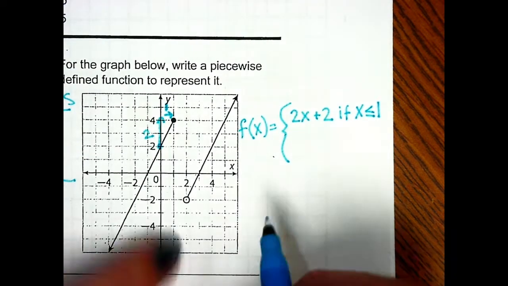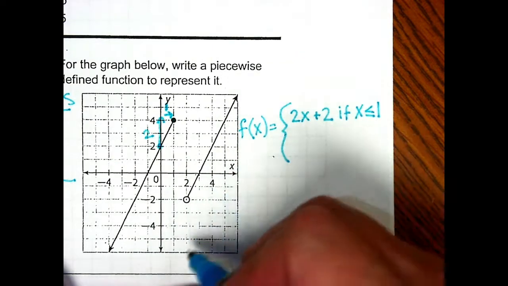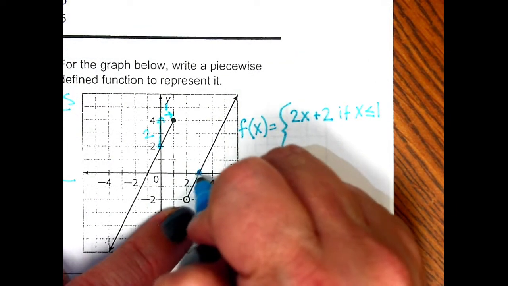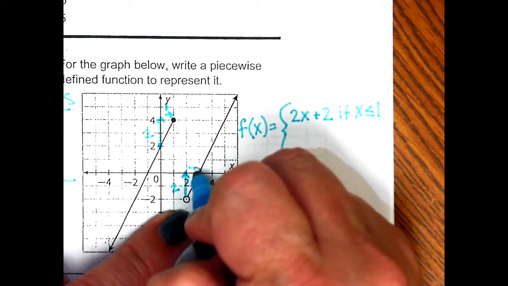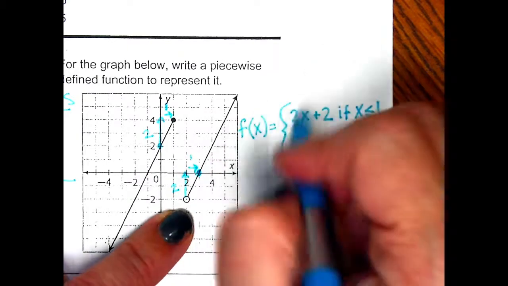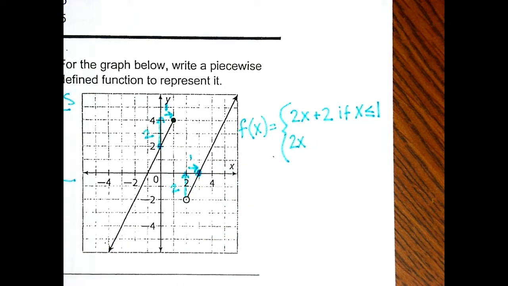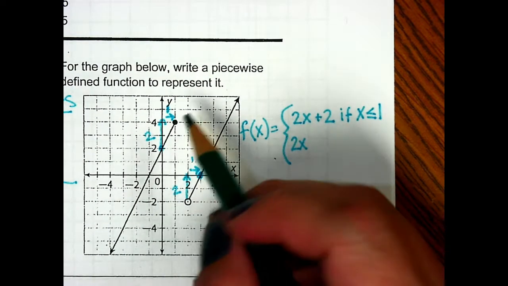Okay. The second line, I don't see a y-intercept, but we can get the slope. So that point and that point. It goes up 2, to the right 1, so it's going to start out as 2x. Now, when you cannot see the y-intercept, you're going to continue your line, using the slope to continue your line.